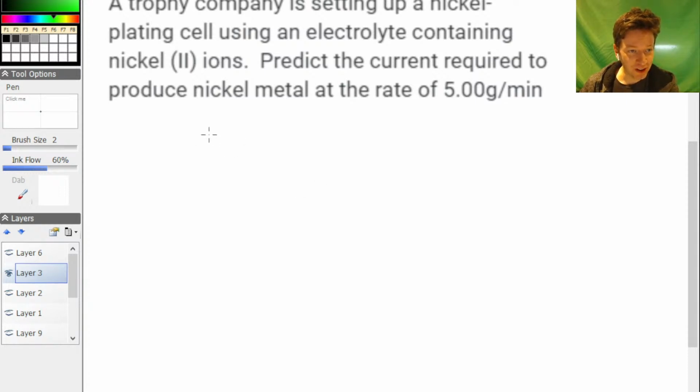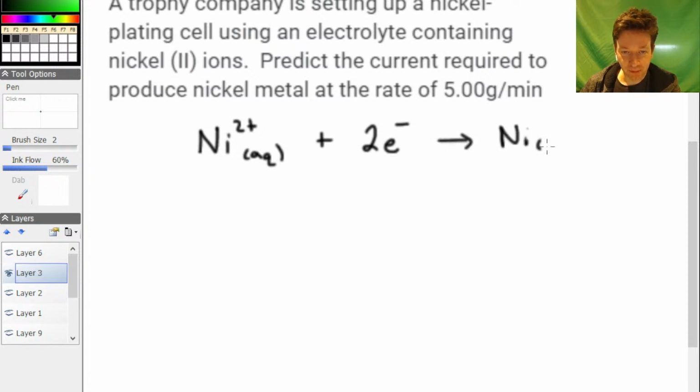All right, so we've got nickel 2 ions, so that's like this, aq. And to produce nickel, we are going to need to add 2 electrons to that. And then we will get our nickel. So that's our half reaction there.